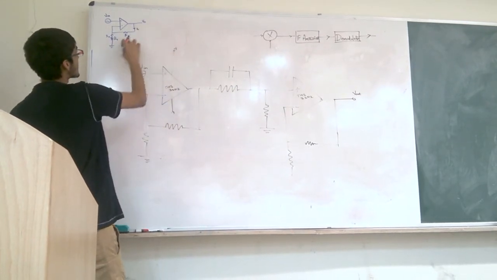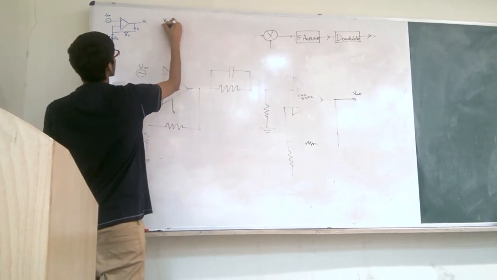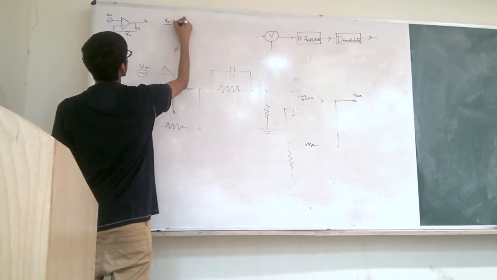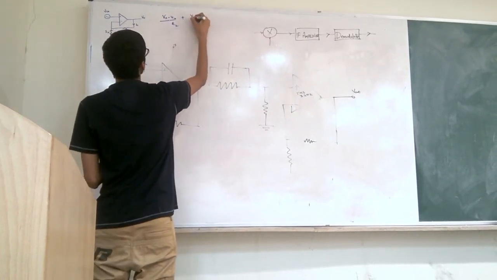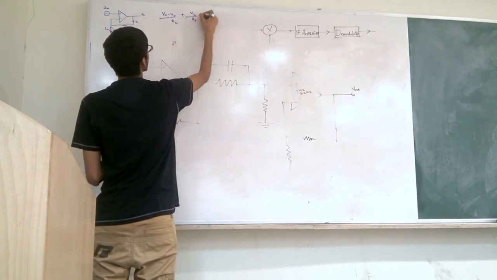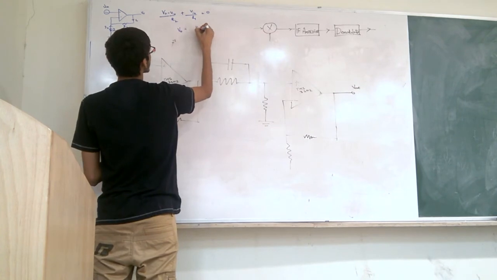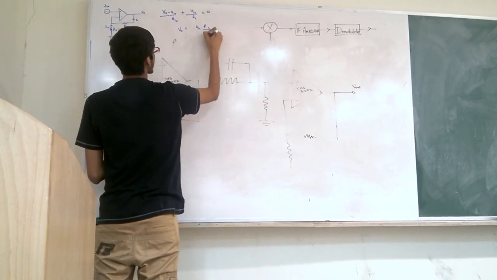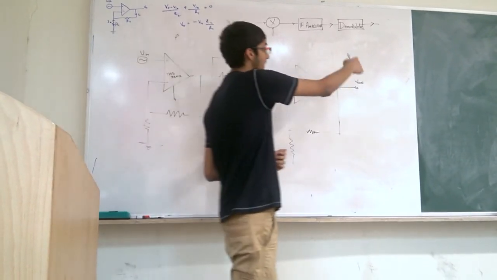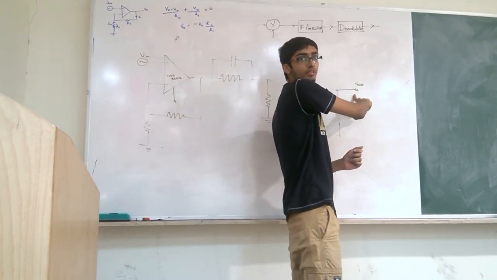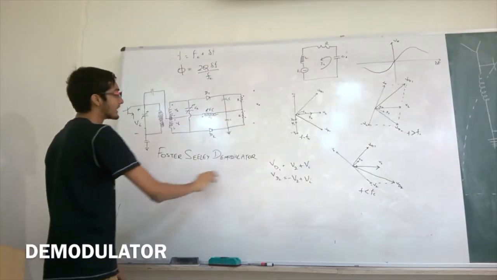Writing the KCL at this particular point, I will get (V0 minus Vn) by R2 plus Vn by R1 is equal to 0, which on simplification gives V0 is equal to Vn times R2 by R1 with a negative sign. So this amplification process happens twice, and then we get an amplified wave of a very specific frequency of 10.7 megahertz, which is then passed on to the Foster-Seeley demodulator.